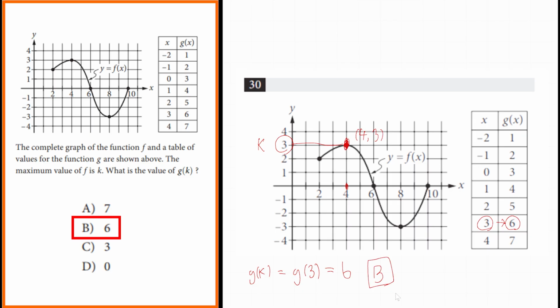It is pretty straightforward and could be a quick solve on the SAT, as long as you make sure you don't get confused about mixing up outputs and inputs. We're looking for the maximum value of this function f, which corresponds to the maximum output of 3, taking that value of 3, plugging it into our g equation, looking at the table, seeing what the output of that is, and then giving us the final answer.